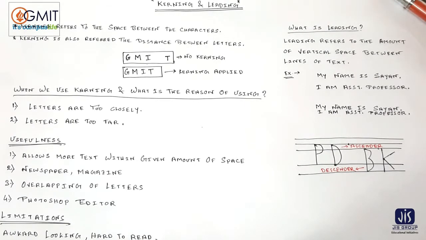Next, overlapping of letters. Overlapping of letters is also a situation where we have to use kerning. Without kerning, overlapping of letters may be possible. This kind of situation may occur where a letter is overlapped with another letter and you can't understand the whole word. Then you have to apply kerning, you have no option.